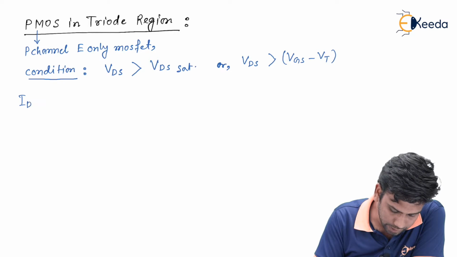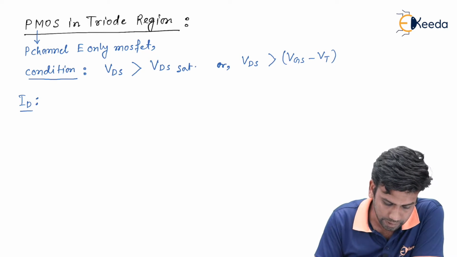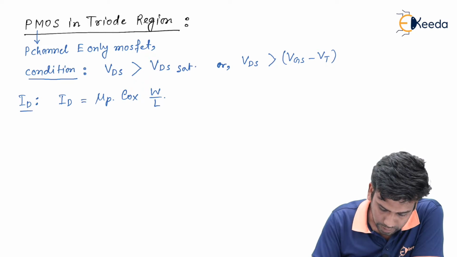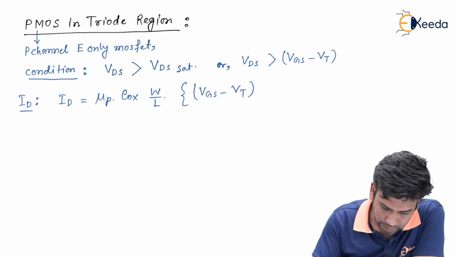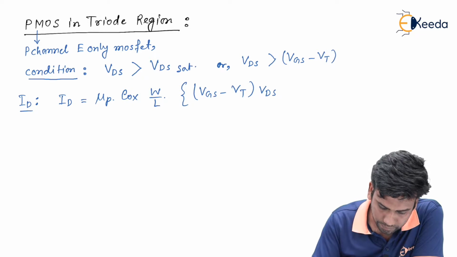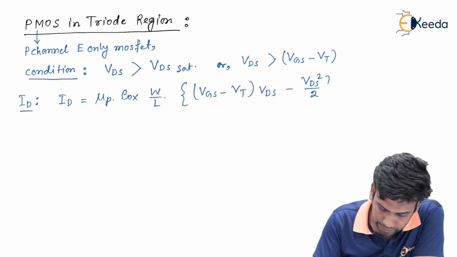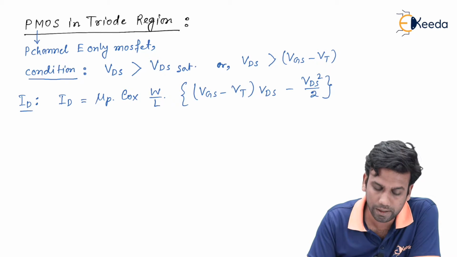Now the ID equation that can be written in the triode region for the PMOS is ID equals mu P COX W by L into (VGS minus VT) into VDS minus VDS whole square divided by 2. So this is the equation that will define the drain current in the triode region for the PMOS.